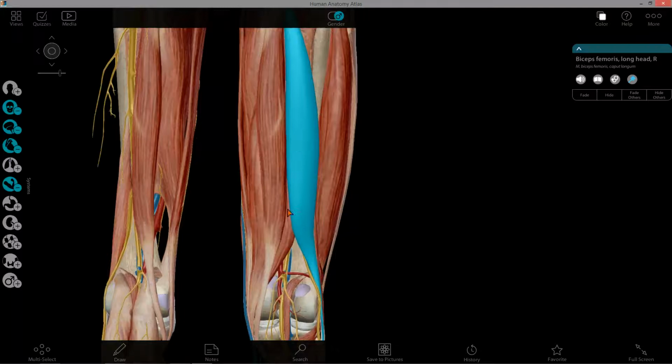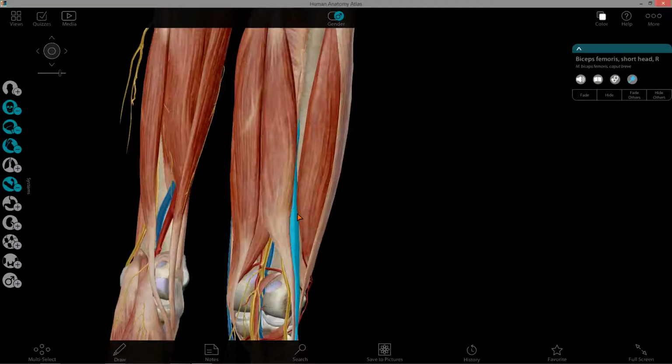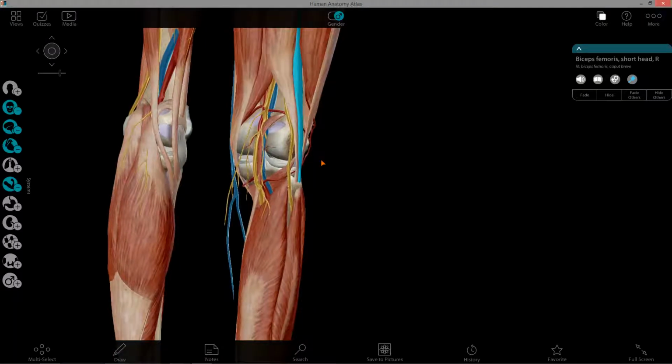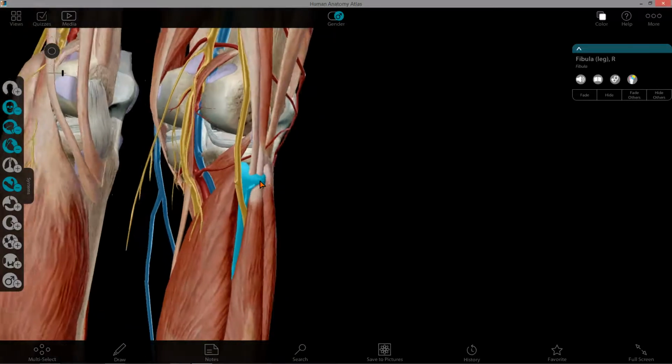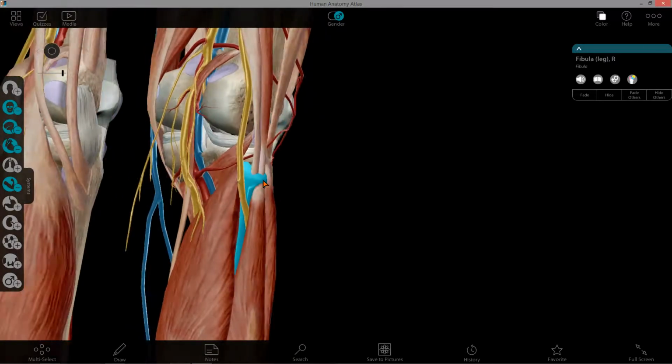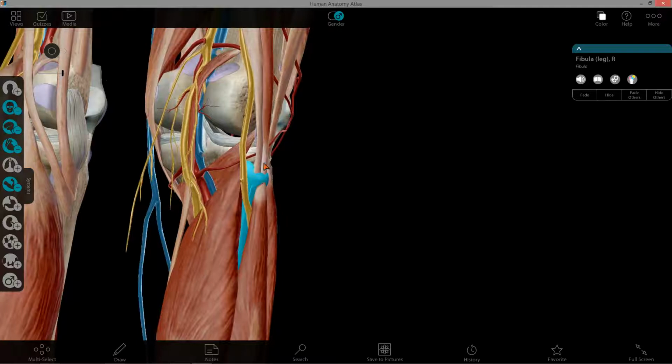The short head's proximal attachment is the linea aspera, which if you recall is that roughened ridge on the posterior aspect of the femur. However, they share a common distal attachment and often a common tendon, and that is the lateral surface of the head of the fibula. So I've highlighted the fibula here, and they both attach to that lateral aspect of the fibula.